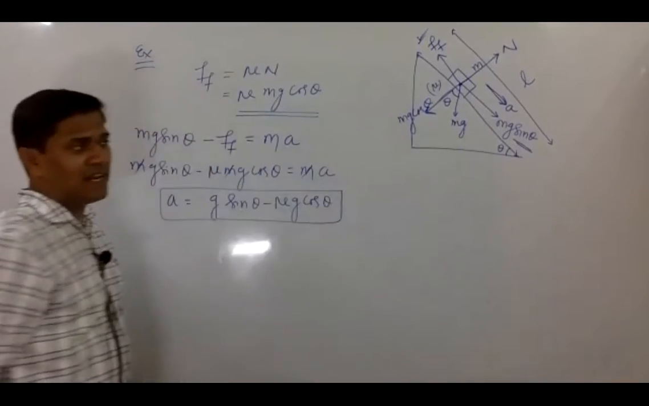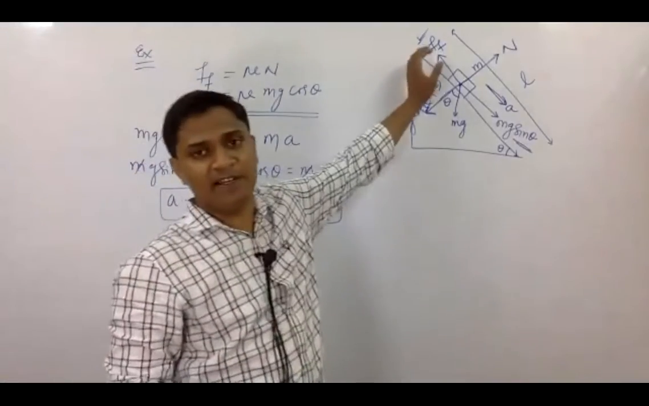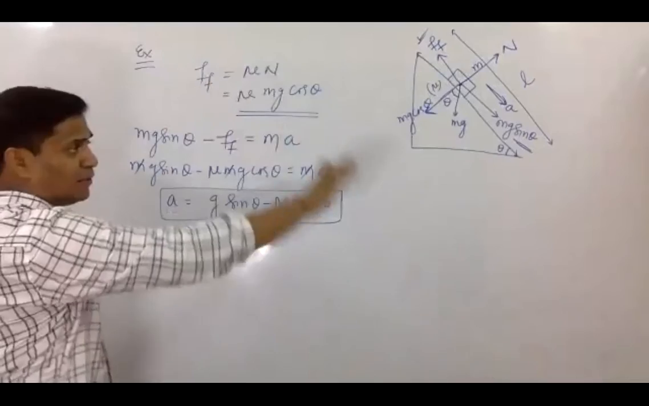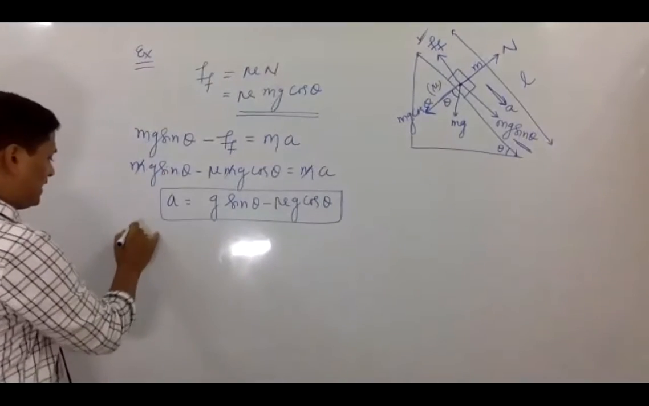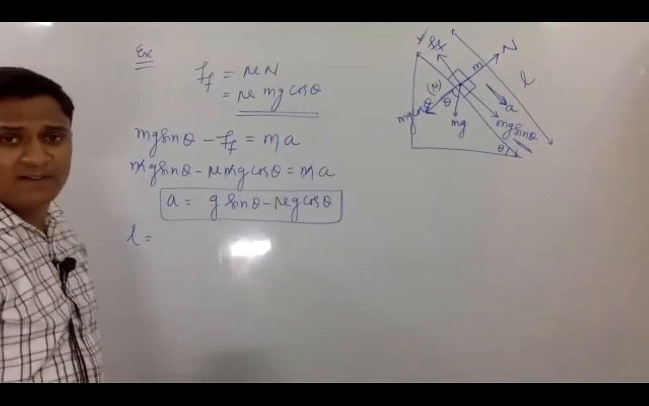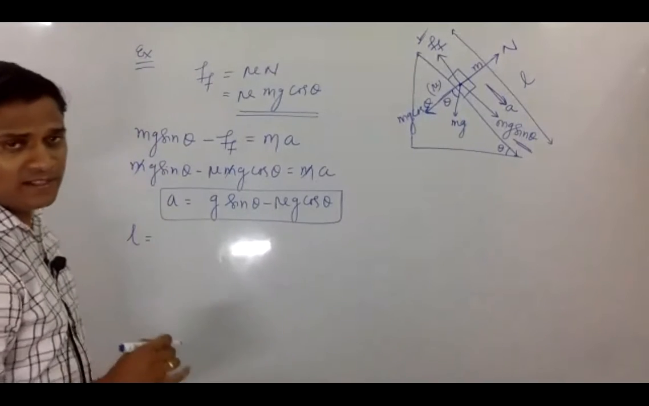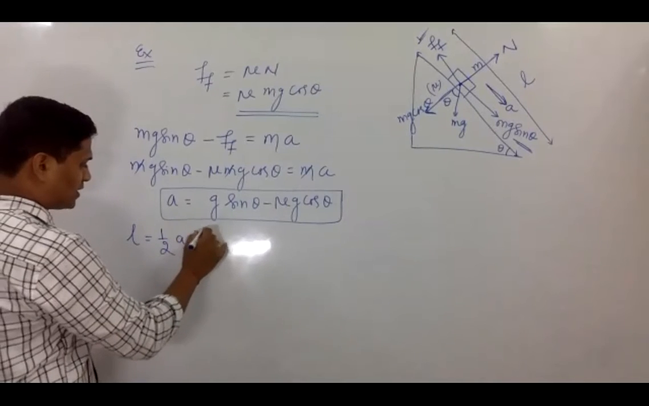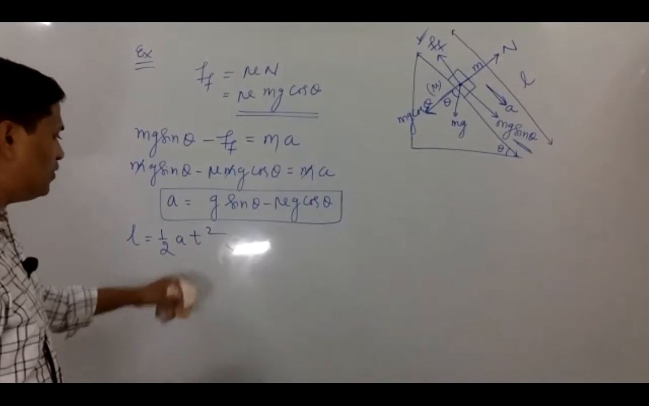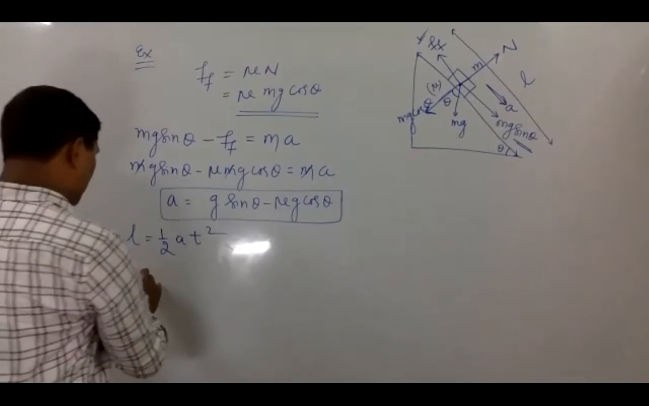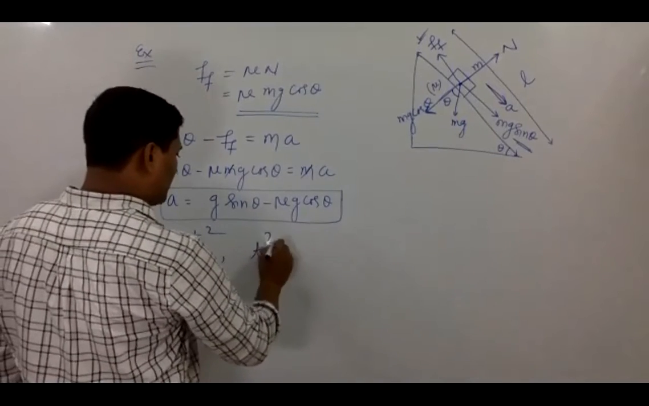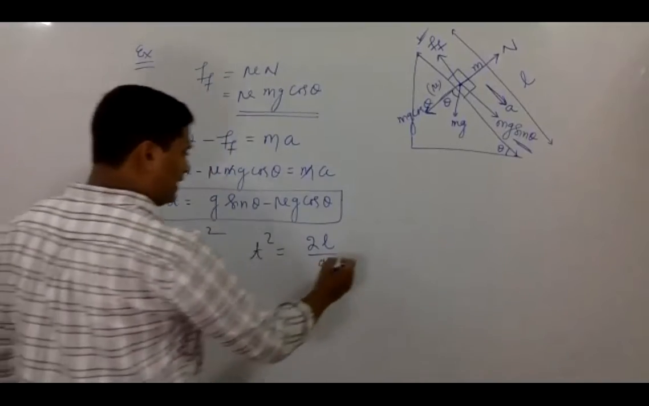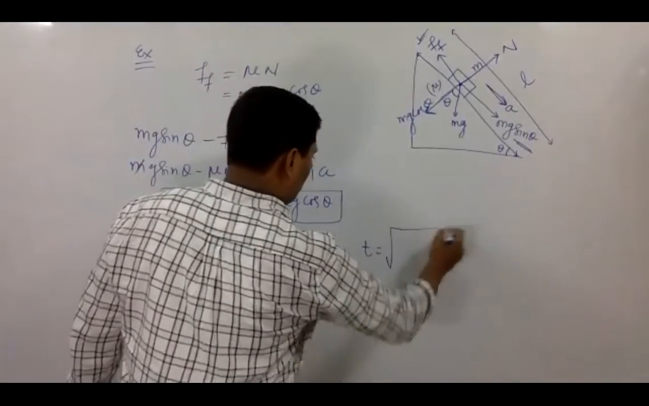As the body is released initially, the initial velocity of the body is 0. With u equal to 0 and the length of the inclination L, S equals ut plus half a t squared, and since u is 0, L is equal to half into A into T squared. We want to find T, so T squared is equal to 2L by A, and T is root over of 2L by A.